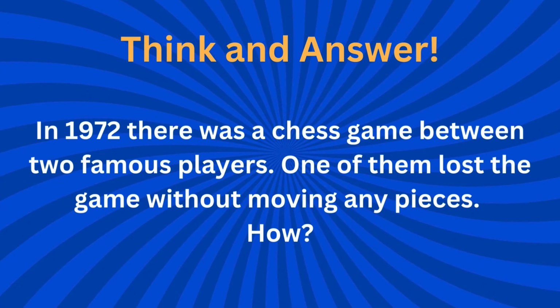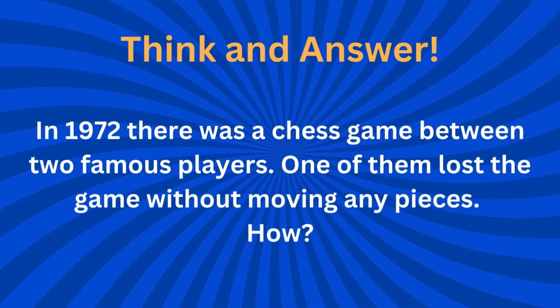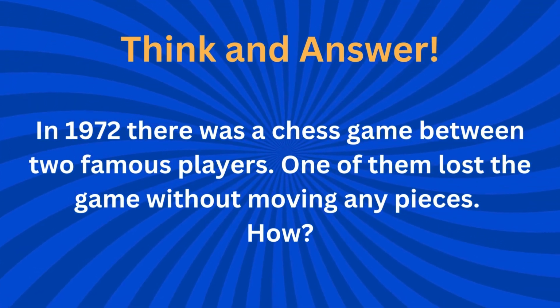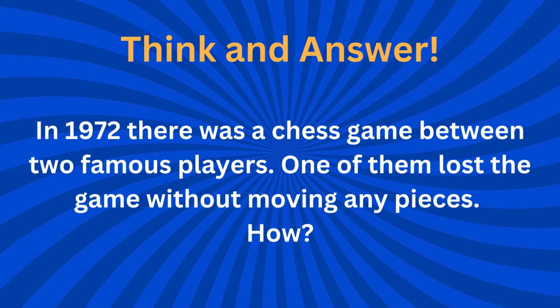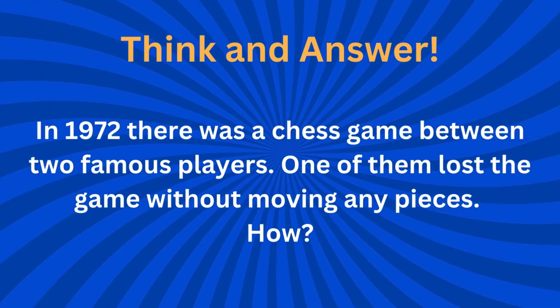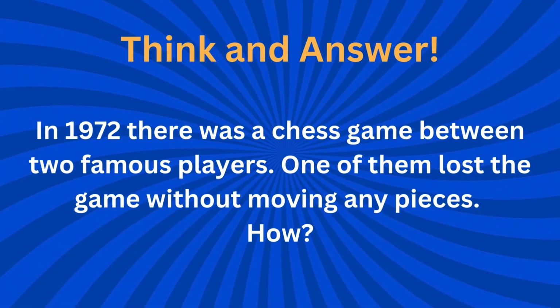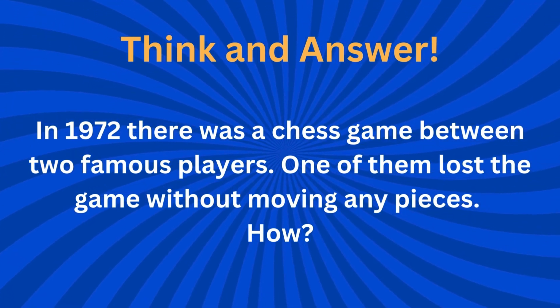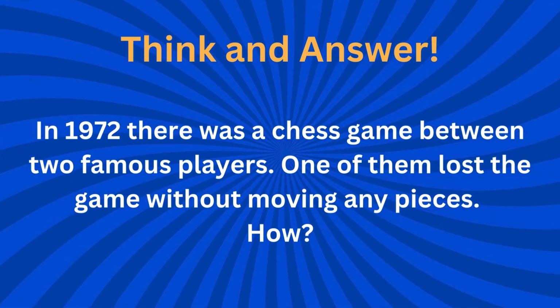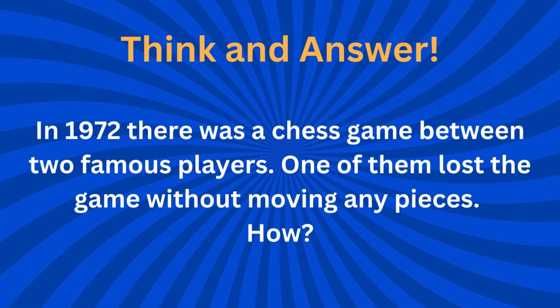Think and answer. In 1972, there was a chess game between 2 famous players. One of them lost the game without moving any pieces. How? Let me repeat it. In 1972, there was a chess game between 2 famous players. One of them lost the game without moving any pieces. How?